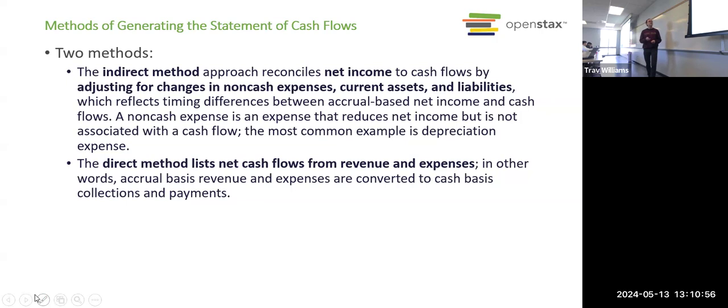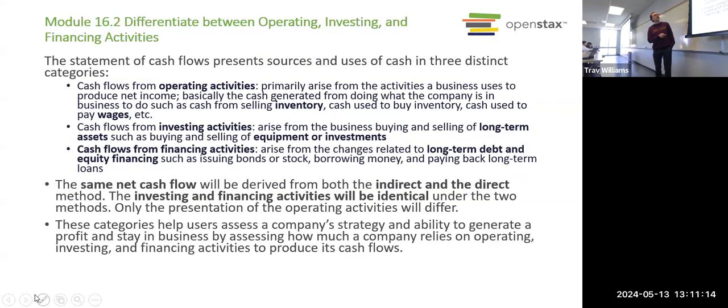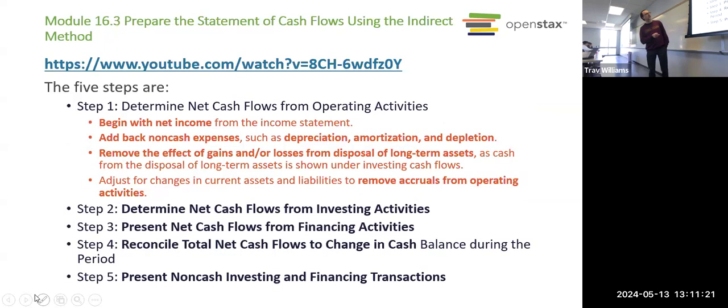Now with the operating section, we've got two methods. An indirect method, that's what we focused on last week when we started going through this chapter. And then there's also a direct method. We haven't gotten to that yet. So with the indirect method, we start with net income.